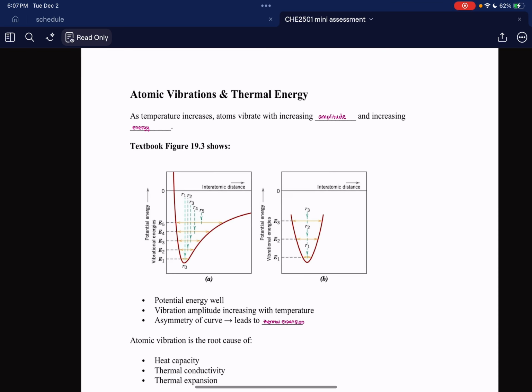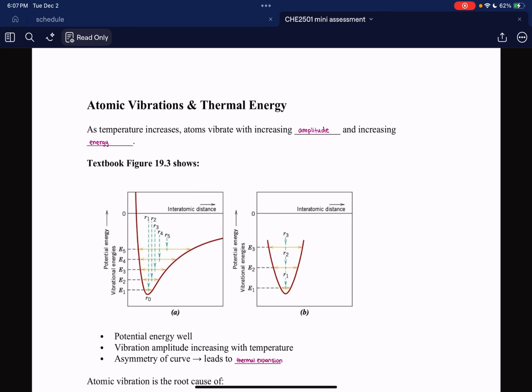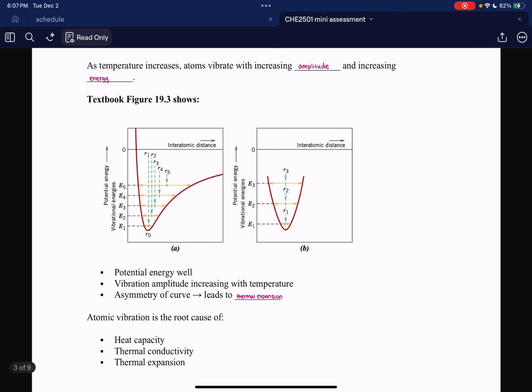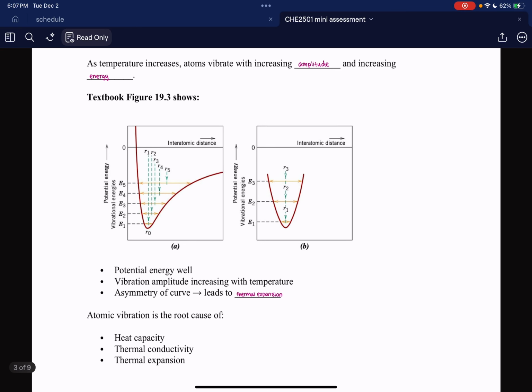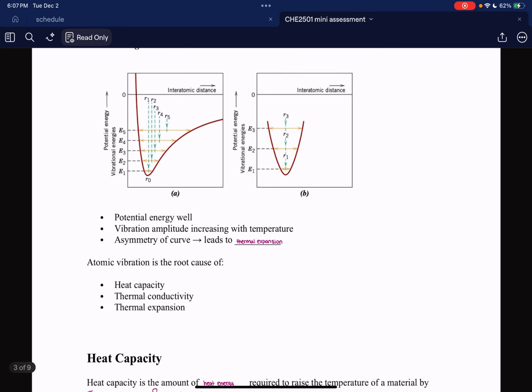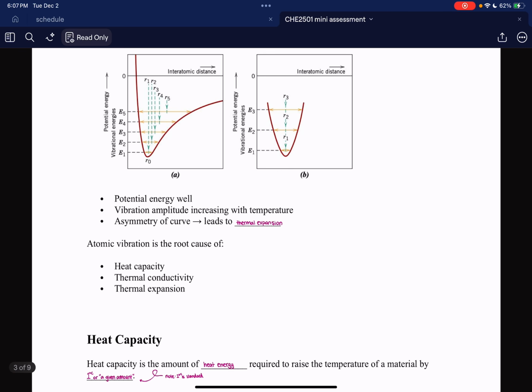Now moving on to atomic vibrations and thermal energy. As temperature increases, atoms vibrate with increasing amplitude and increasing energy. The textbook figure shows the potential energy well, where the vibrational amplitude increases as temperature rises. Because the curve is asymmetric, this leads to thermal expansion. Atomic vibration is the root cause of heat capacity, thermal conductivity, and thermal expansion.